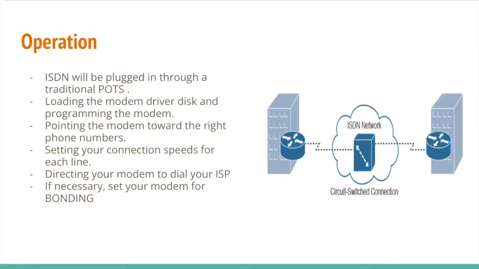Then using a serial port and plugging in the telephone company line. And then you have to load in the modem driver disks and program the modem. Then pointing the modem toward the right phone numbers. Then setting your connection speed for each line, directing your modem to dial your ISP. And finally, if necessary, set your modem for bonding. Bonding is the ability to access higher speeds by allowing your modem to dial both phone numbers at once.